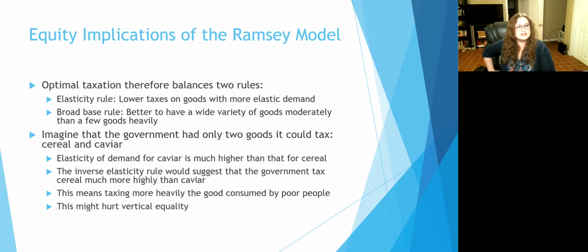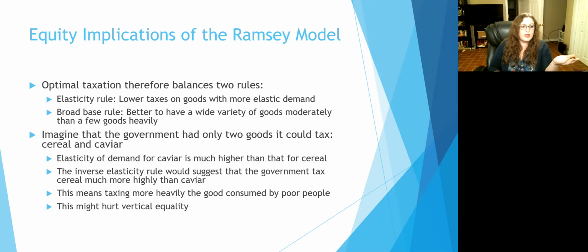But there's still fairness implications, right? Let's imagine we have two goods, cereal and caviar. The elasticity for caviar is much higher. People are very willing to walk away from caviar if you tax it more. Cereal, on the other hand, is fairly inelastic. It's a common staple household item in many different households, but predominantly in low and medium income households. Well, thinking about the Ramsey rule, it would suggest that we should tax the cereal as opposed to the caviar. What this doesn't take into account is the type of households that buy them, though.